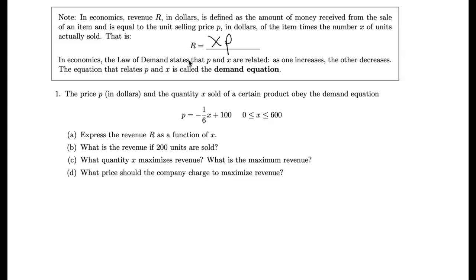So for our problem, the price in dollars and quantity X sold of a certain product obey the demand equation. Our price is equal to negative 16X plus 100 on X between 0 and 600 inclusive. So this right here is our domain.